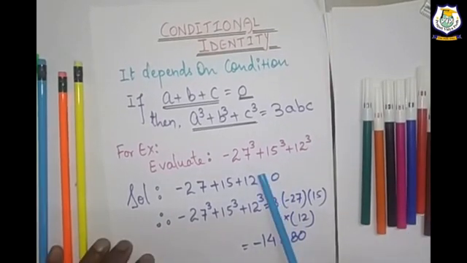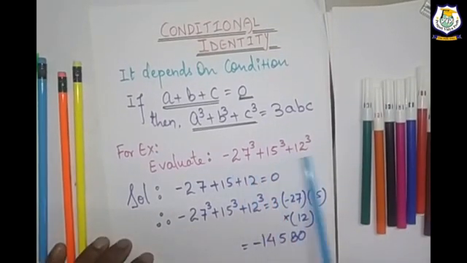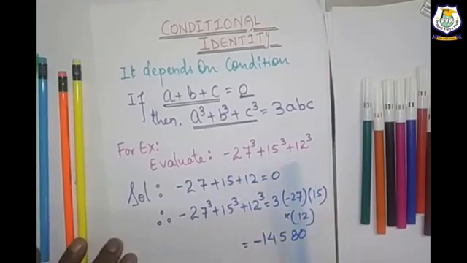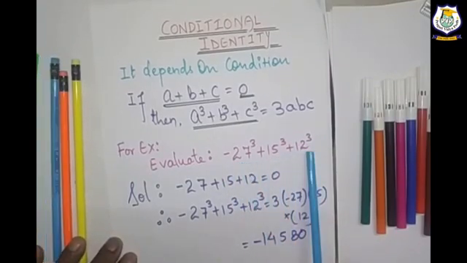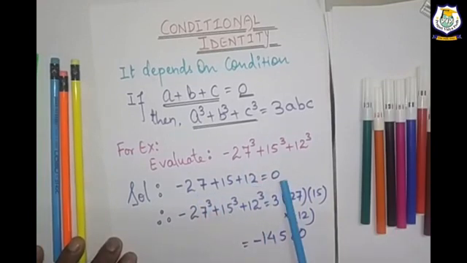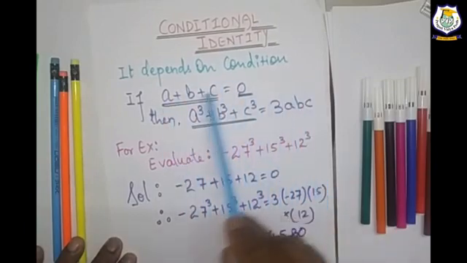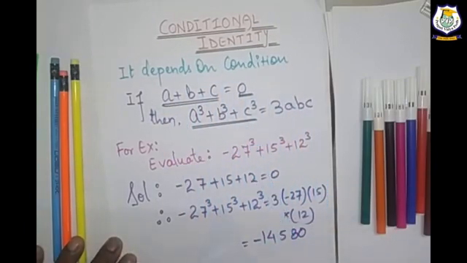So please pay attention. First of all, in such kind of questions, you have to look at the condition. The sum of these three terms, minus 27 plus 15 plus 12, is equal to 0, which means this satisfies such kind of condition. That's why it is called a conditional identity.